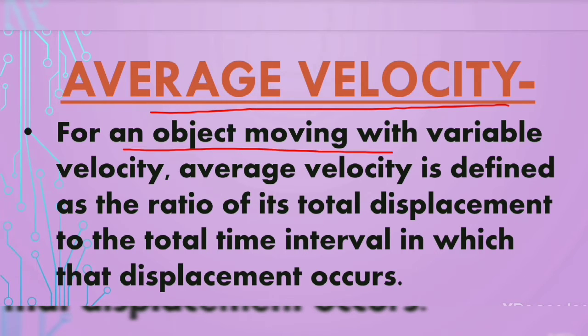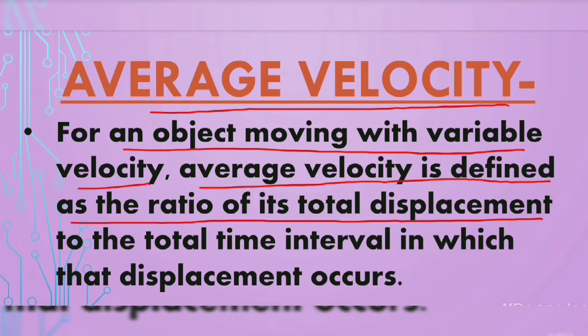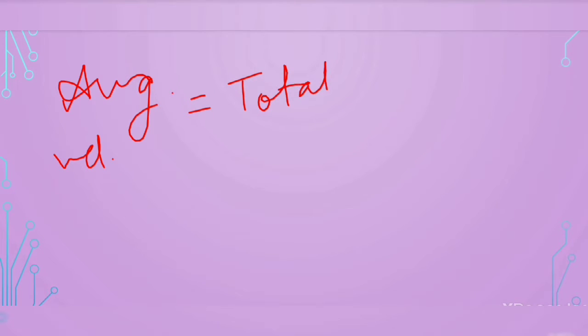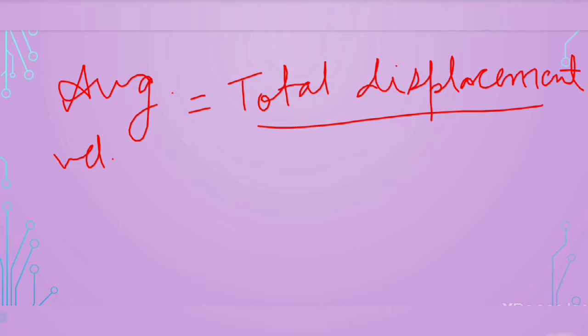For an object moving with variable velocity, average velocity is defined as the ratio of its total displacement to the total time interval in which that displacement occurs. Or we can say that average velocity is defined as the change in position or displacement divided by the time interval in which the displacement occurs.